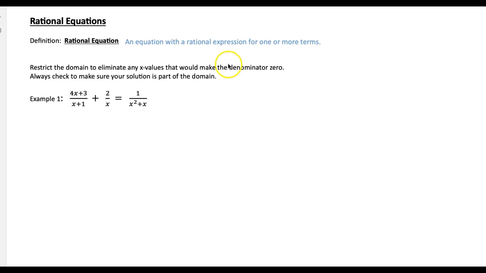Let's discuss rational equations and then complete some examples that involve rational equations. A rational equation is an equation, so it will have an equal sign, with a rational expression for one or more terms. And a rational expression would be like this: 1 divided by x squared plus x, where you have a polynomial in the numerator and a polynomial in the denominator.